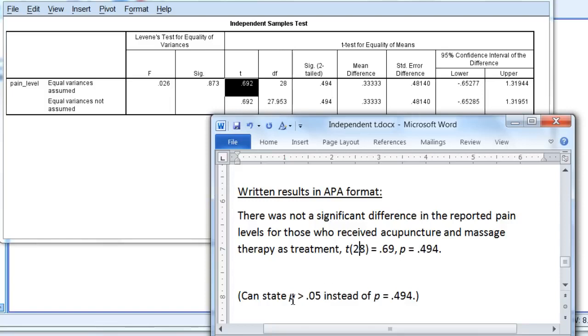Now, you can state p is greater than 0.05 instead of stating the exact p-value if you prefer. However, as always, stating the exact p-value is more informative. So once again, in summary, our test here showed that there was not a significant difference in the joint pain between the acupuncture and massage therapy groups.